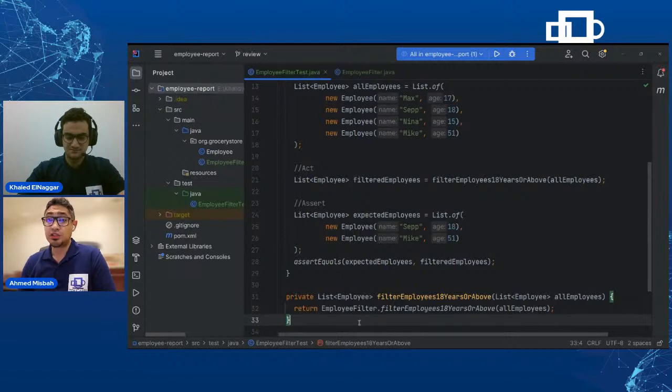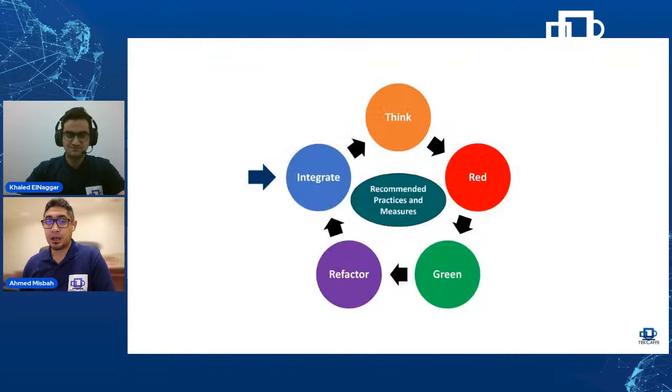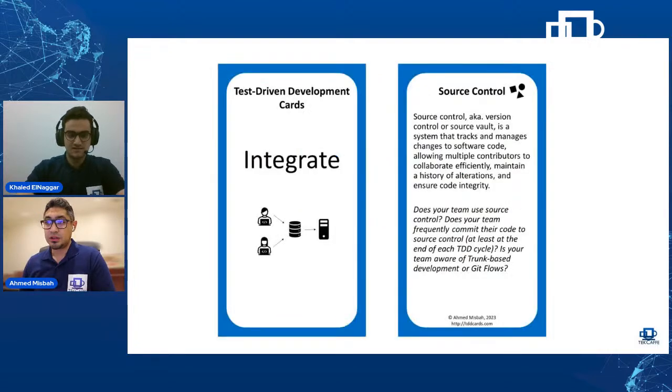Okay, so now that we have done think, red, green, refactor, let's move to the last phase in our cycle, and that is the integrate phase. And we're going to pull a card out of this category and see what it's all about. So yeah, this card is about source control. So Khaled, why don't you read that out for us?